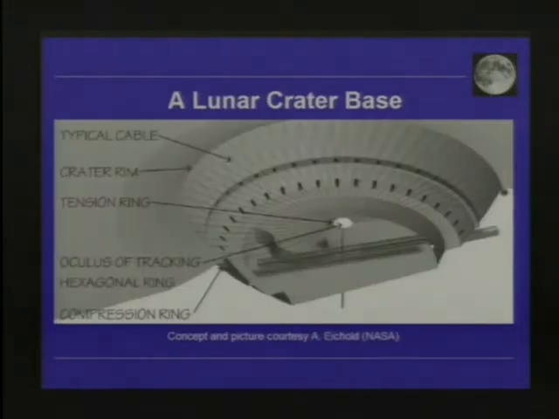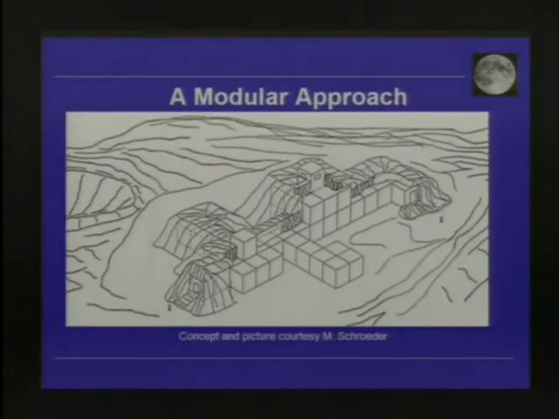This is a concept using a lunar crater that's prepared and then cabled, laid out, and then eventually covered and pressurized as well. All structures for human habitation would need to be pressurized, and it turns out that the internal pressure of somewhere between 10 and 15 pounds per square inch becomes a design load on that structure against all other design loads. Here's a modular approach, basically using the lunar regolith as a material from which blocks are created, placed together, and some larger structure created as well.